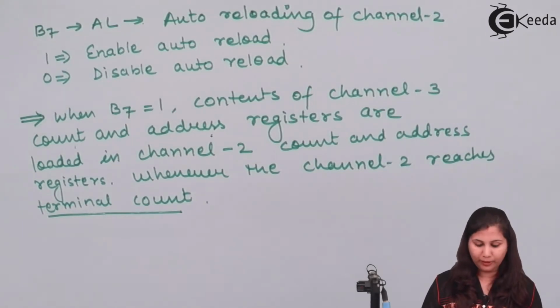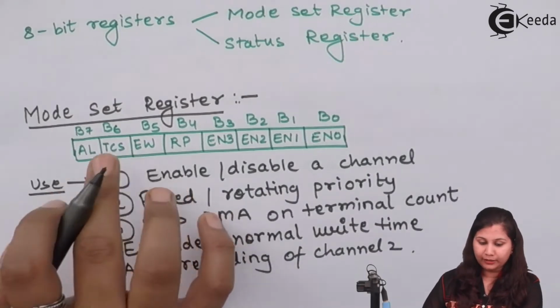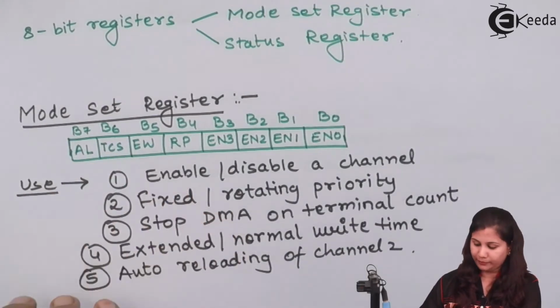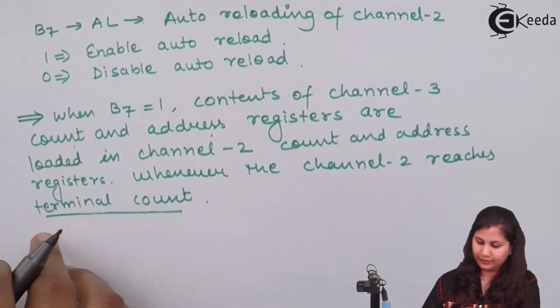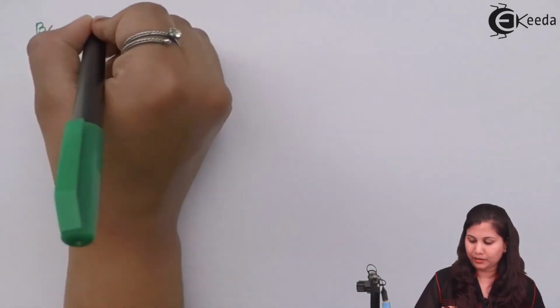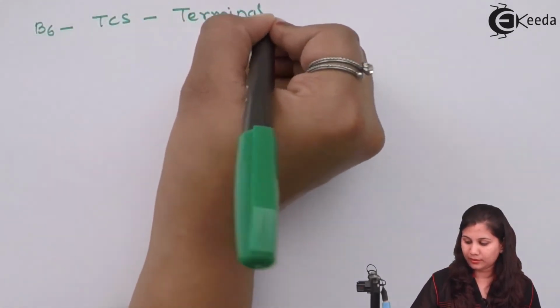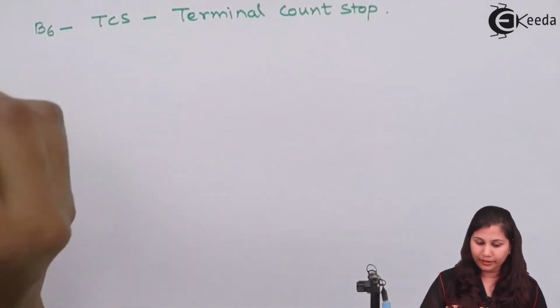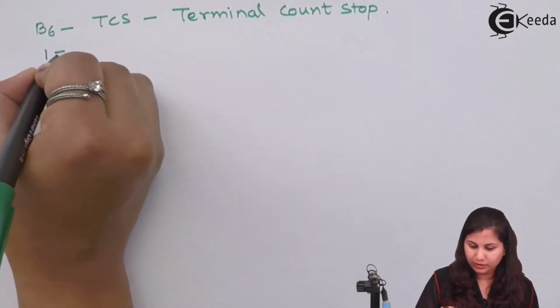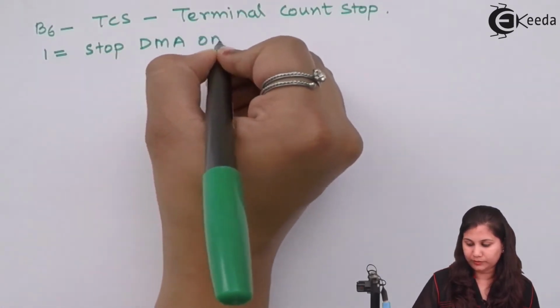Now let's come to bit number 6. Bit number 6 was TCS, that is terminal count stop. TCS means terminal count stop. Now when this bit is 1, it means stop the DMA controller on terminal count.